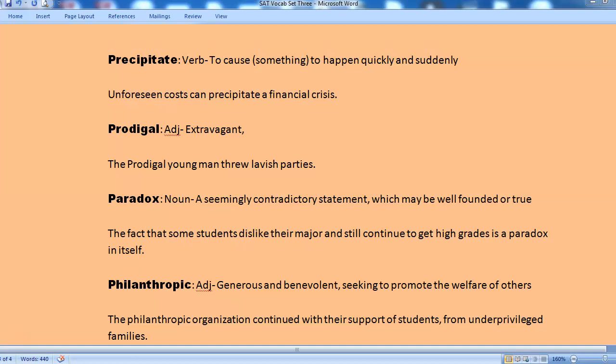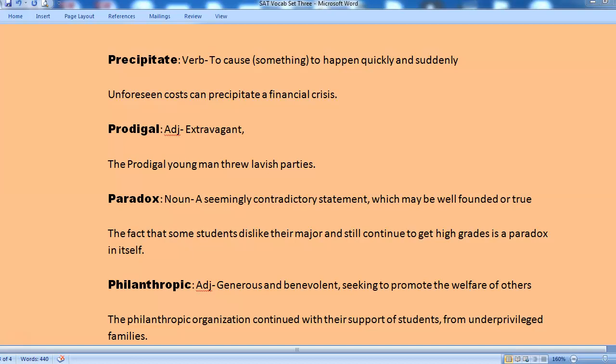Next word we are looking at is prodigal. It's an adjective and it means extravagant. The prodigal young man threw lavish parties, or the prodigal young man bought expensive cars.